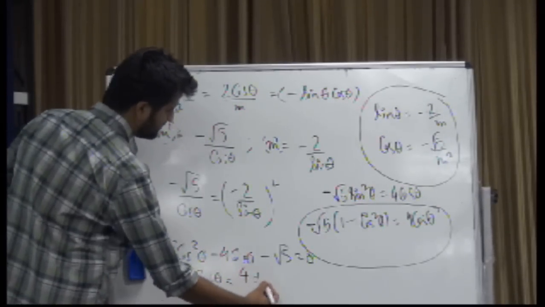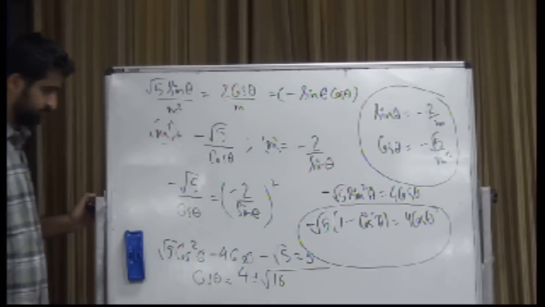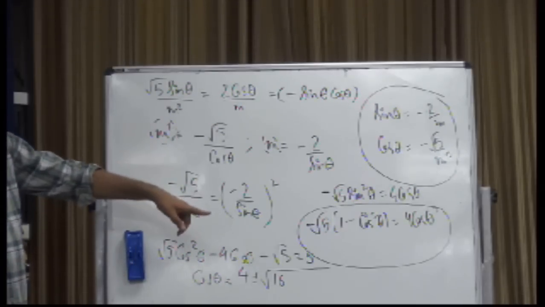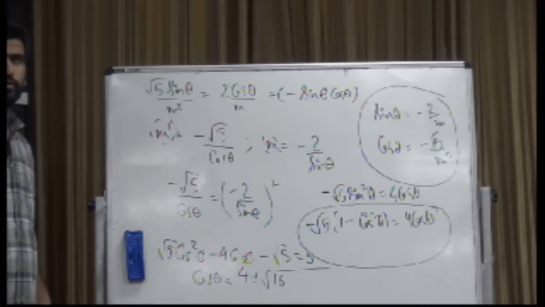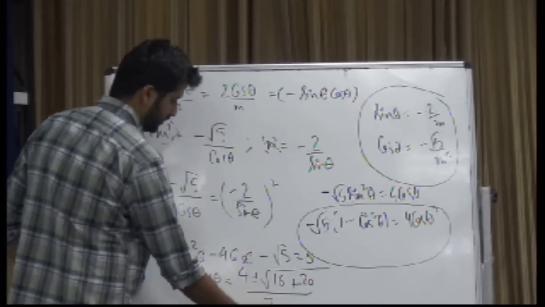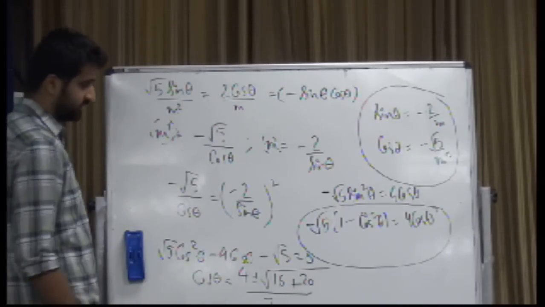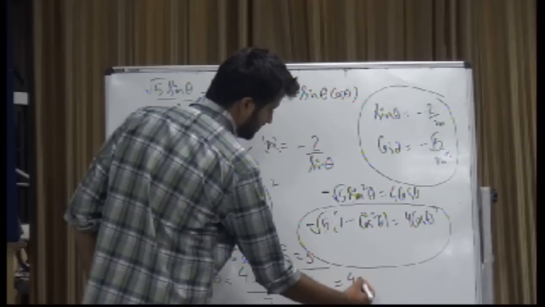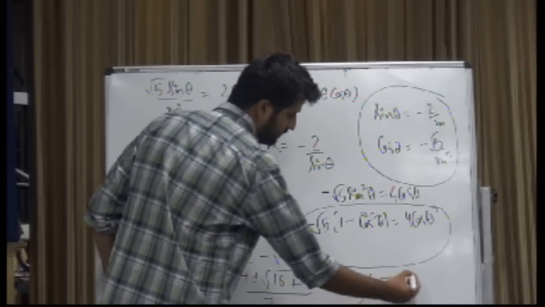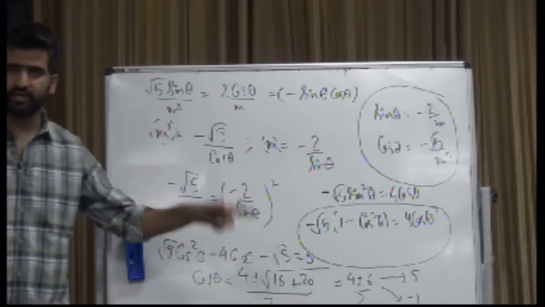4 plus minus square root of 16 plus 4 into root 5 into root 5, 20, upon 2 root 5. So what is this? 36. So this is 4 plus minus 6 upon 2 root 5. So you get two answers. One is root 5 and minus 1 by root 5. So two values of cos theta are possible.